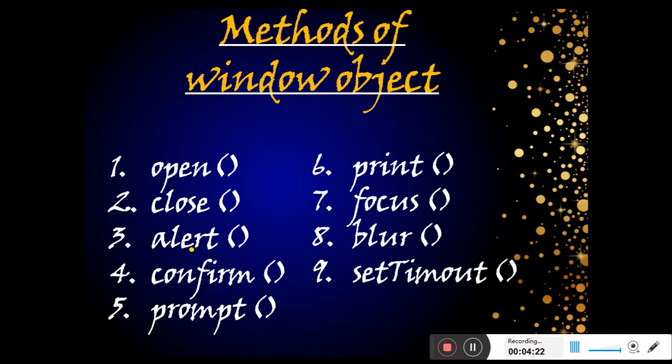Now we will see the methods of the window object. What are the methods of the window object? There are 9 methods of the window object. First is the open method, close method, alert method, confirm method, prompt method, print method, focus method, blur method and setTimeout method. Today we are going to see only 5 methods of the window object, that is open, close, alert, confirm and prompt. We will see them one by one.